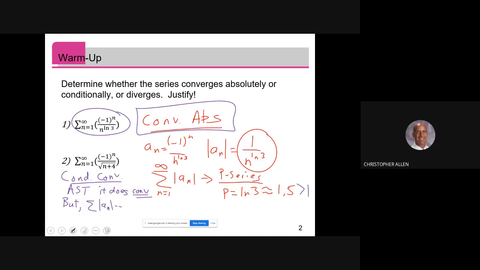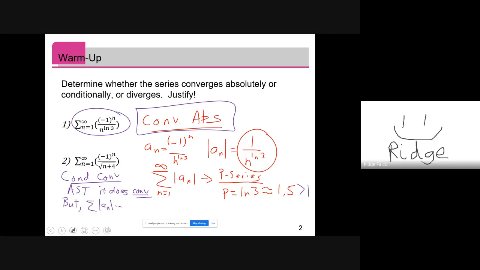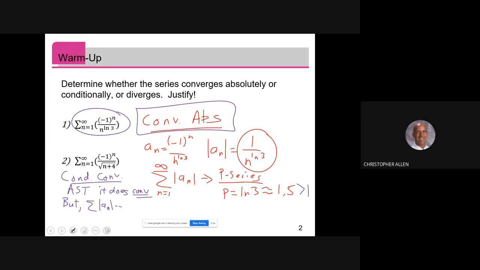What was that last test you just mentioned there when you did the absolute value? Limit comparison test. The limit comparison test? Yeah. Okay, fine, great. The limit comparison test diverges. Is that what you said? Yeah. Good. And so therefore, this is conditionally convergent. Good.